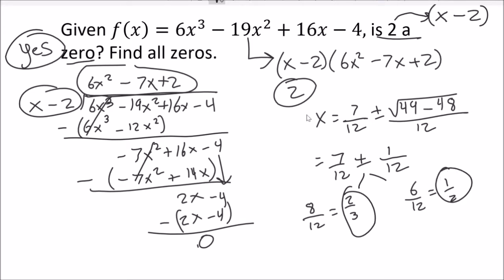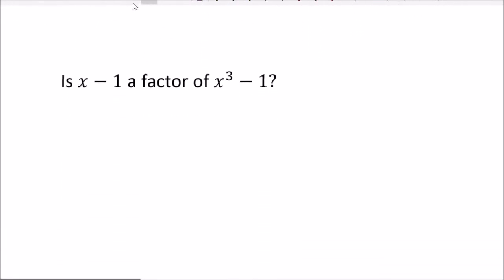So let's go back to the question. Is 2 a 0? Yep. Find all the others. Here they are. 2/3 and 1/2 are the other two. Okay, so that's our little trick. Let's practice a little more. Okay, what about this one?